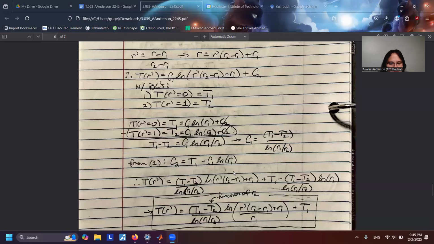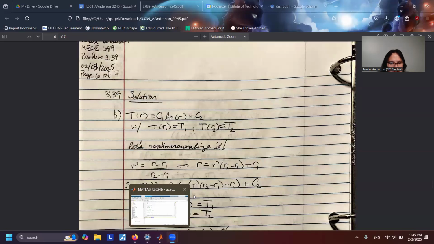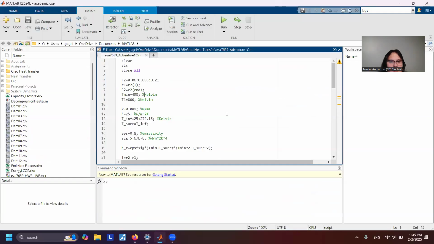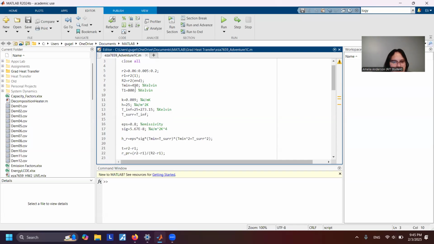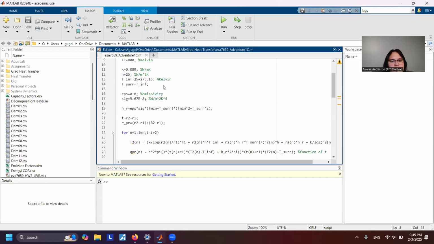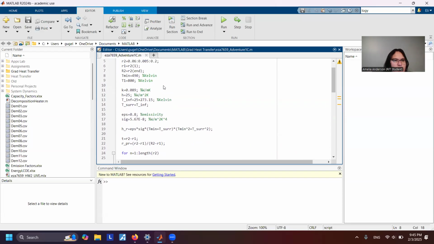So what we're going to do from here is demonstrate these three equations in this MATLAB code, because remember, in the problem statement, it didn't just say calculate, it said calculate and plot. So this is pretty standard. We've got our radius vector, our vector of radius points. We've got our R1, our R2, the minimum temperature, and the temperature, well, it's not necessarily the minimum temperature. It's just the temperature we're going to use to calculate the radiative coefficient, or HR.